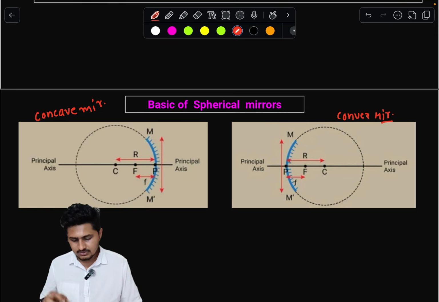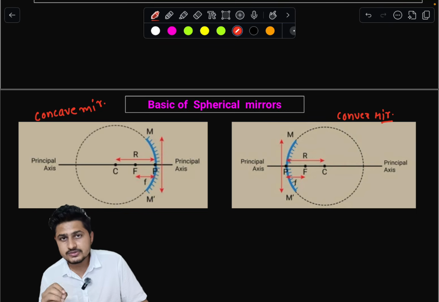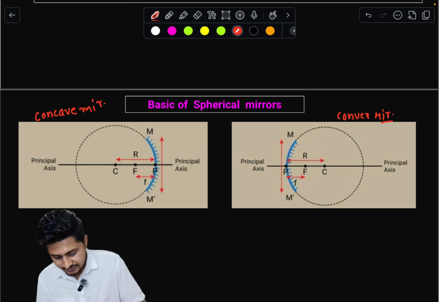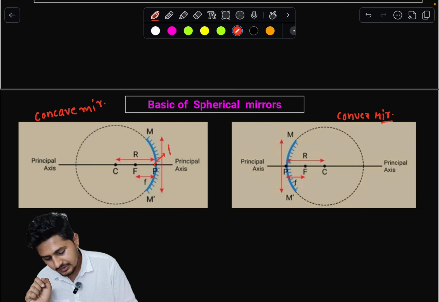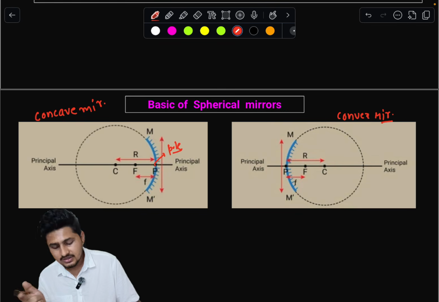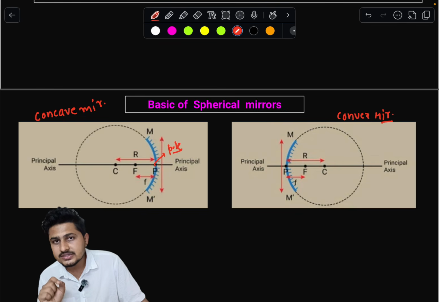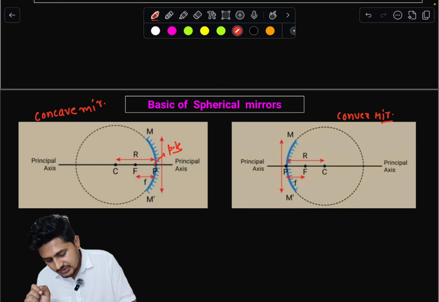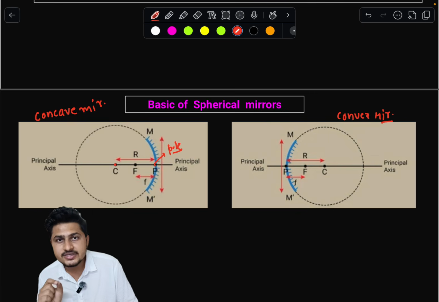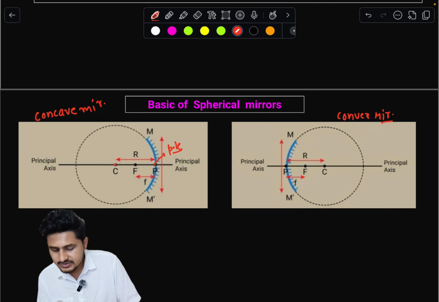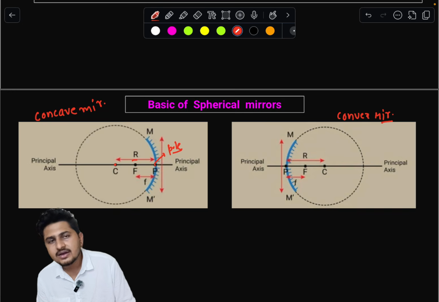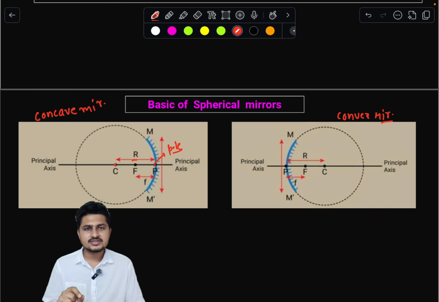Now the terminology that we have to use in these mirrors. In the blue part, the center of this reflecting surface is known as pole, and the center of this hollow sphere, C, is known as center of curvature. The distance between C and P is known as radius of curvature, which we write as R. Between C and P, one point is there, that is the focus point.